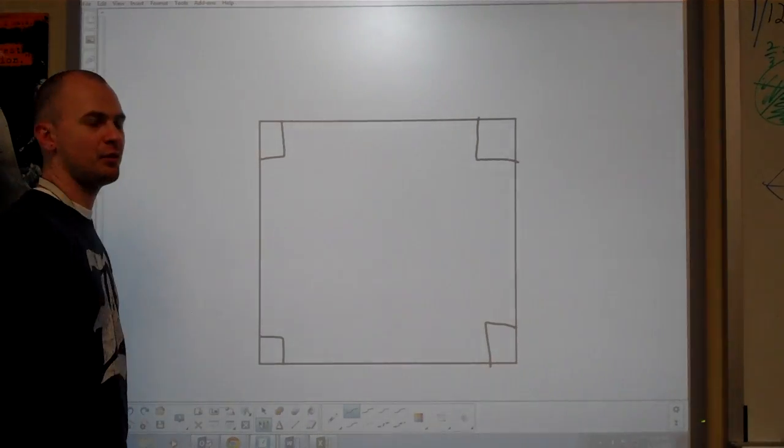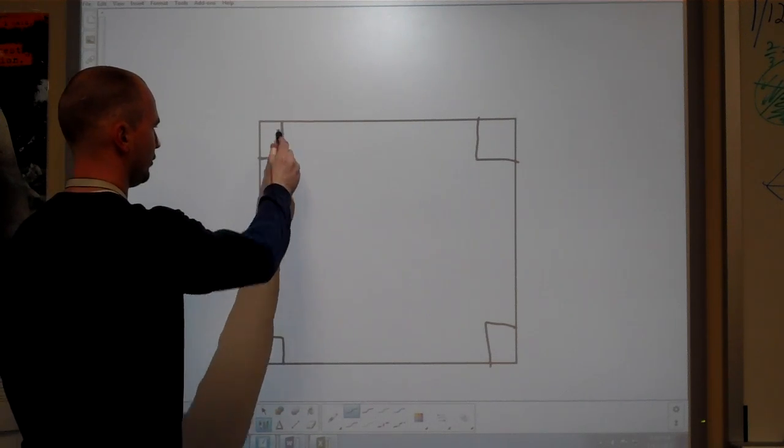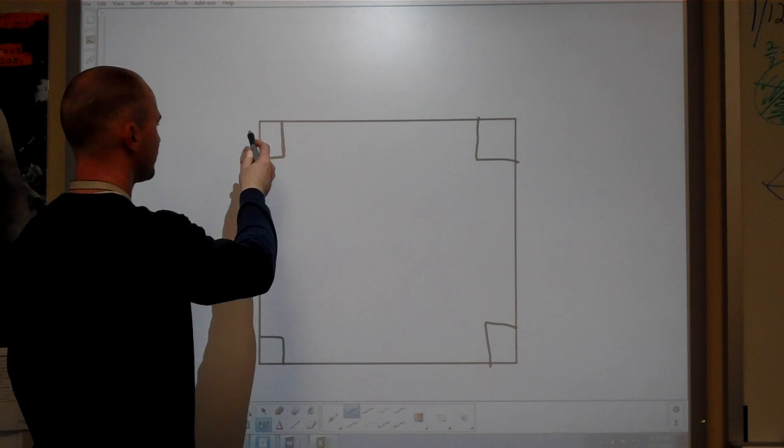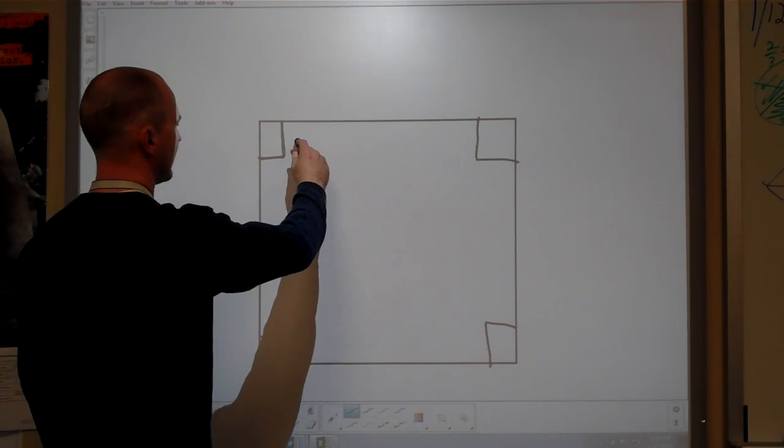Okay, here we have a square. Now squares have this square in the corner. That means it's a right angle. So all squares have 4 right angles. A right angle is going to be 90 degrees.